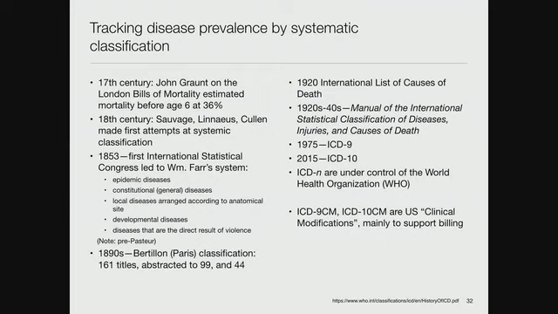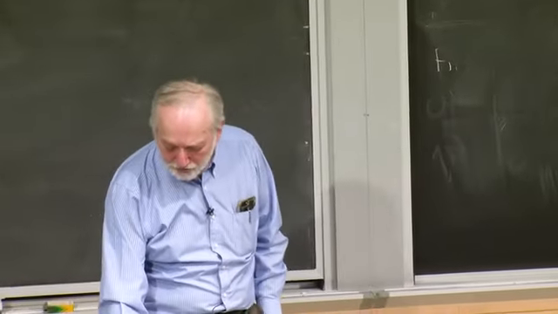In 1975, ICD-9 was adopted. In 2015, ICD-10. And these are under the control of the World Health Organization, which is now a UN agency, although I think it predates the UN actually. And then we have ICD-9-CM and ICD-10-CM, which are US clinical modifications that are an extension of the ICD-9 and 10 coding, and they are primarily used for billing, but they're also used for epidemiological research.